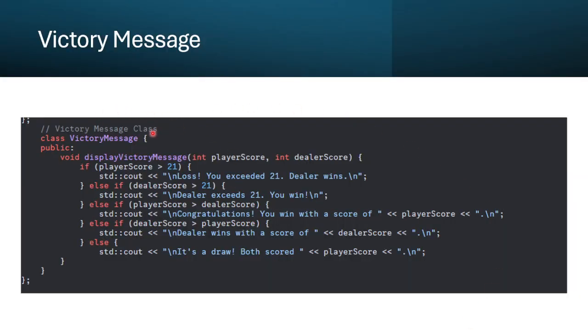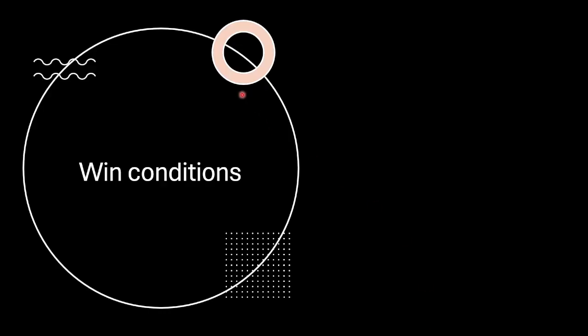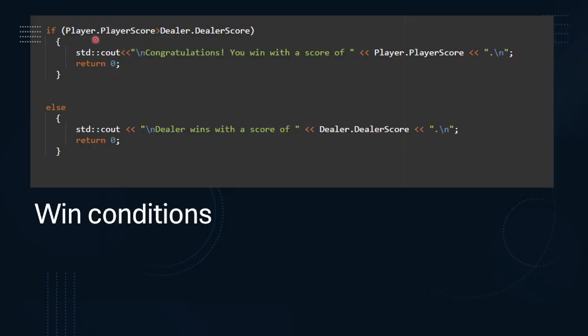Then we had a victory message class. This is what would happen if the player were to win or the dealer were to win and whatnot. Pause, take a second to look if you would like to. Then here are some win conditions that we programmed. You can stop and take a look again.